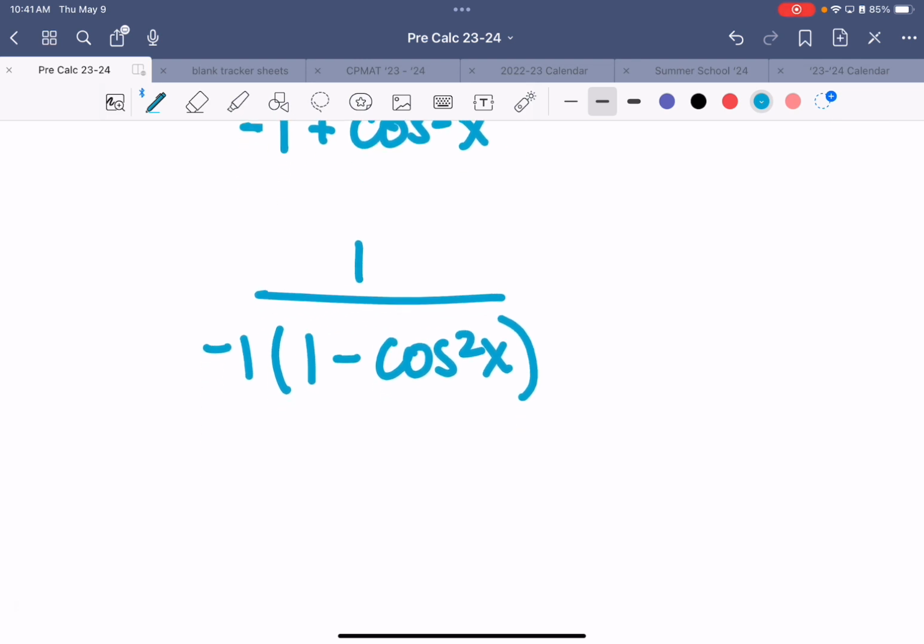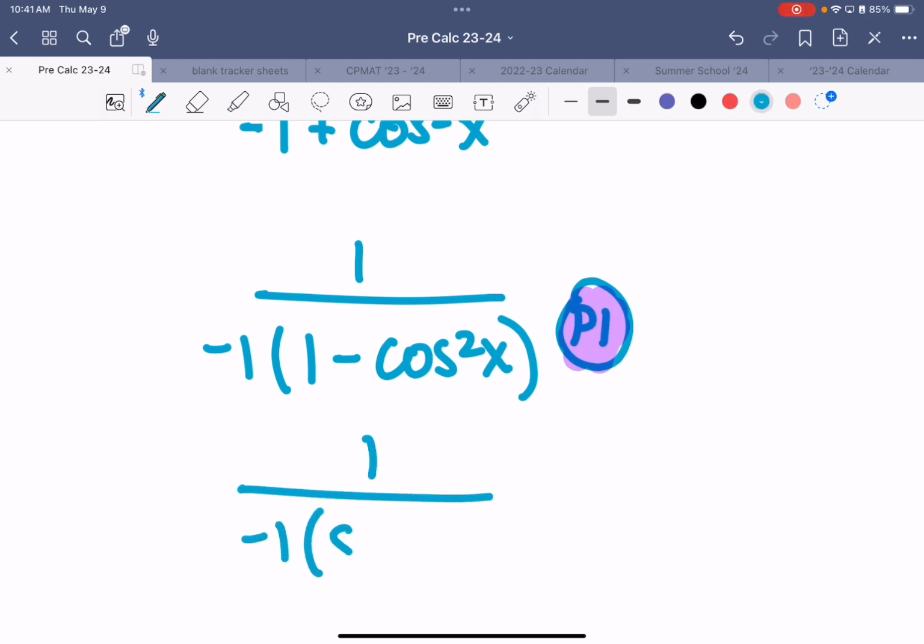Now I match on the green paper. According to my green sheet, P1 is sine squared equals 1 minus cosine squared. And I have 1 minus cosine squared, so I'm going to use P1. And instead of saying 1 minus cosine squared, I'm going to say sine squared.